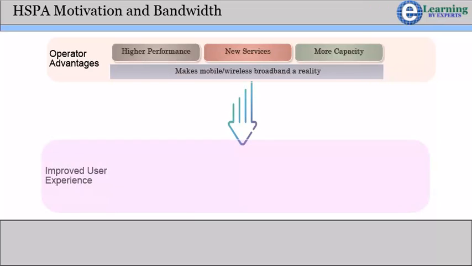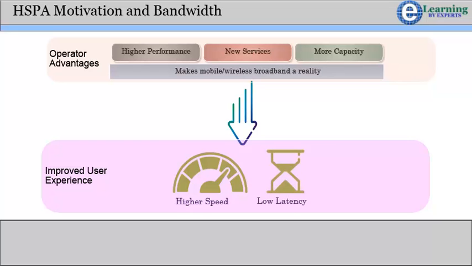Advantages for operators in turn result in improved end-user experience through increased peak data rates of 14 megabits per second in the downlink, and 5.8 megabits per second in the uplink. Reduced latency. Let us now look into the evolution of HSDPA and HSUPA from UMTS Release 99.